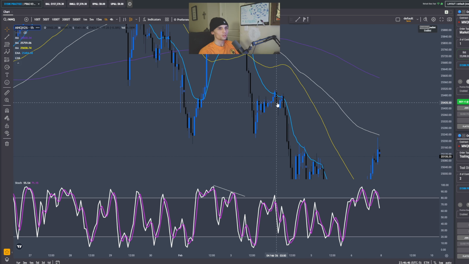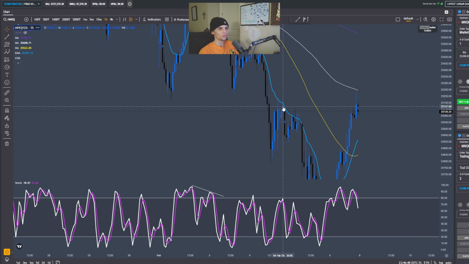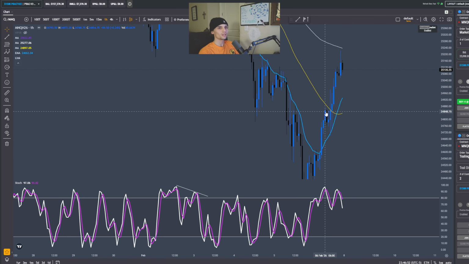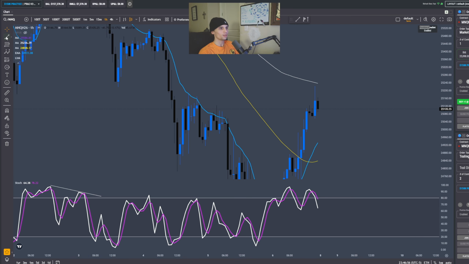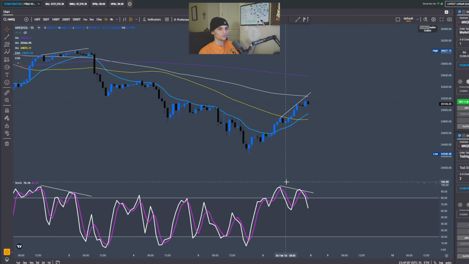Came down, EMA, dump again, EMA, dump, back to the EMA, dump. We broke the EMA, came back up. We made a high. Now what are we looking at here? We have another divergence on stochastic versus the price. This actually is way down here, but still counts as divergence price versus stochastic.